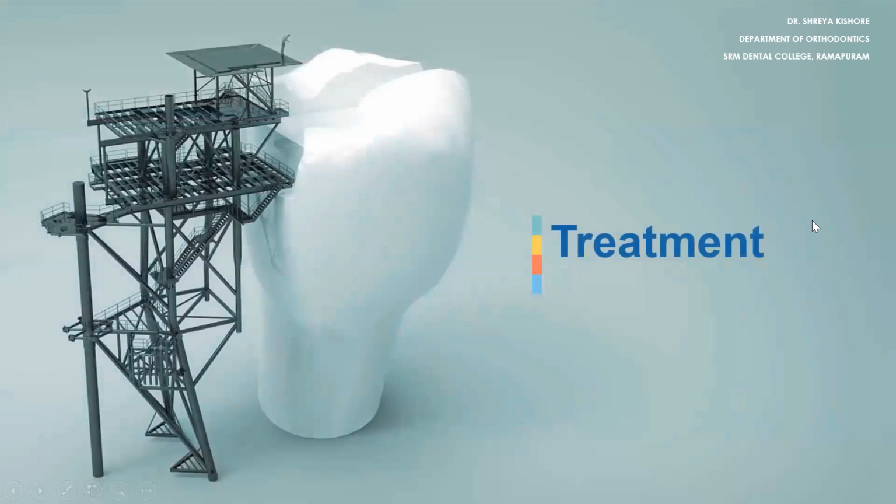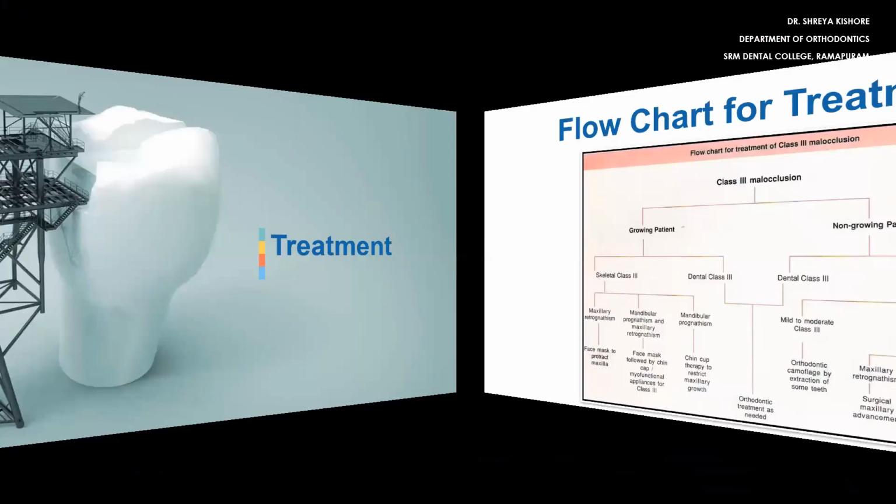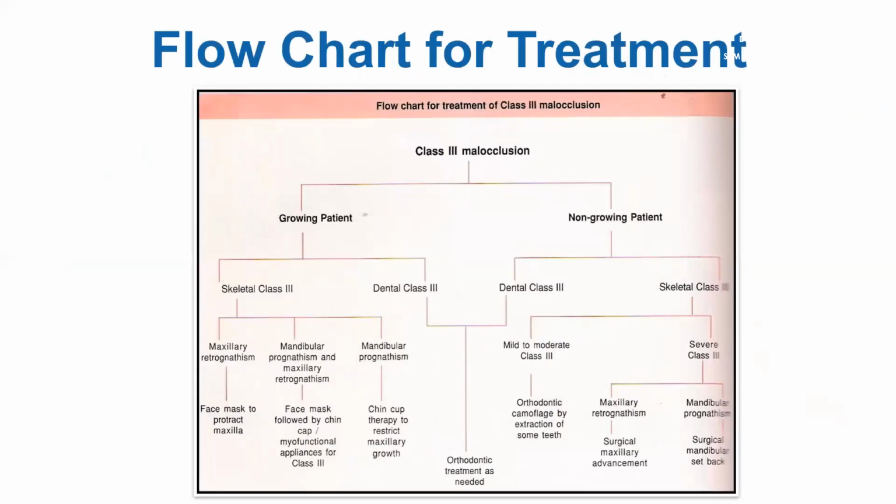Now, coming to the treatment, I'm not going to talk about all the various treatment possibilities available, but this is going to tell you an easy way to diagnose a patient and put them in a different category that will help us realize what treatment plan is required for what type of class 3 patient, right? So for class 3 malocclusion, first we'll have to divide it whether it is a growing patient or a non-growing patient. And if it is a growing patient, we'll have to figure out whether it's a skeletal class 3 or a dental class 3, right?